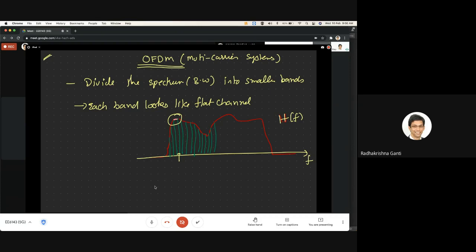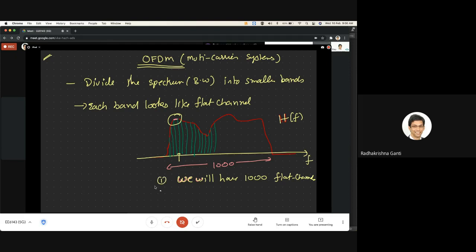Now, depending on how many parts you divide into, suppose you divide this into 1,000 small parts, we will effectively have 1,000 flat channels. Agreed? And once they are flat, what is going to happen? Equalization of each flat channel is very straightforward. It's a single tap channel. You just divide by the channel coefficient. That's one issue. If you are able to divide like this, it's taken care of.